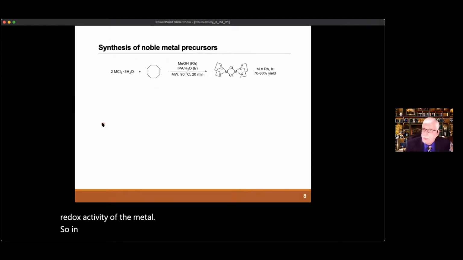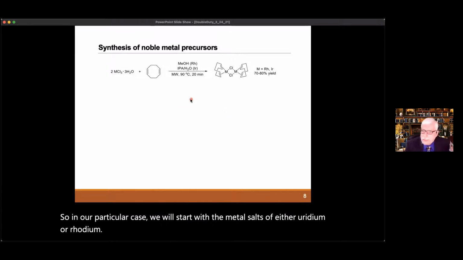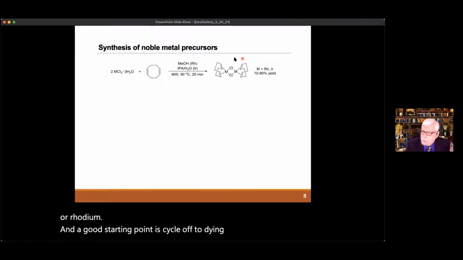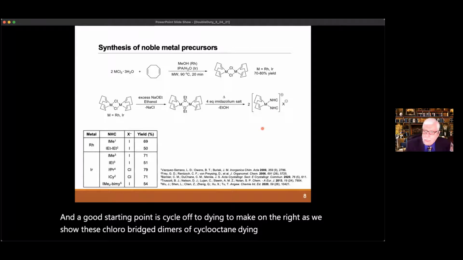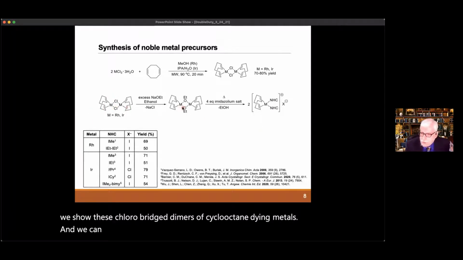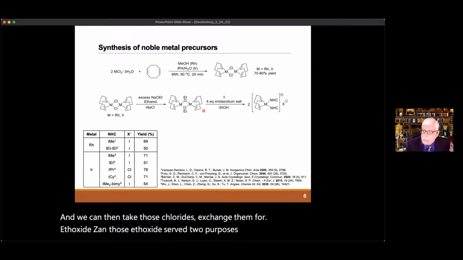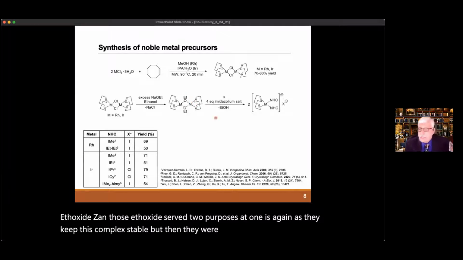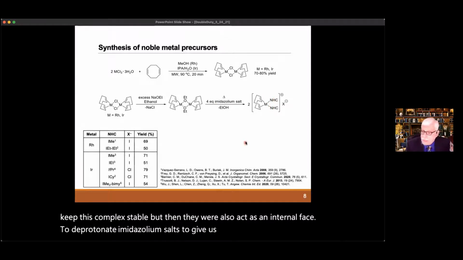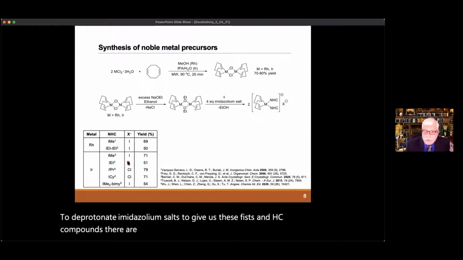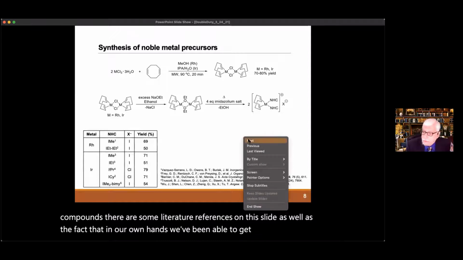So in our particular case, we will start with the metal salts of either iridium or rhodium. And a good starting point is cyclooctadiene to make, on the right, as we show, these chloro-bridged dimers of cyclooctadiene metals. And we can then take those chlorides, exchange them for ethoxides, and those ethoxides serve two purposes. One is, again, that they keep this complex stable, but then they will also act as an internal base to deprotonate imidazolium salts to give us these bis NHC compounds. There are some literature references on this slide, as well as the fact that in our own hands, we've been able to get similar yields for these compounds.